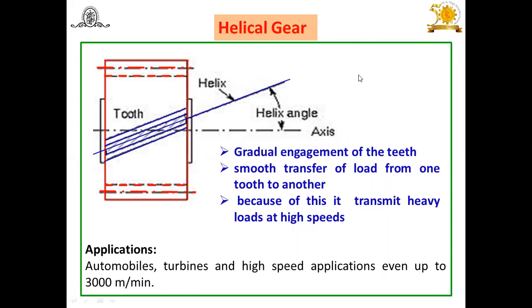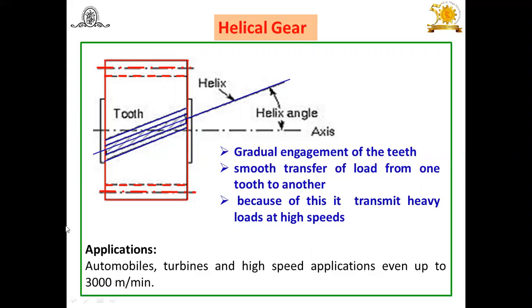You will find here the teeth are cut with some inclination. That inclination is the helix angle. This is the axis of the tooth. This is the helix. Because of that, gradual engagement is possible in the case of a helical gear. It transfers the load from one tooth to another tooth, and because of this, it also transmits heavy loads at high speeds.